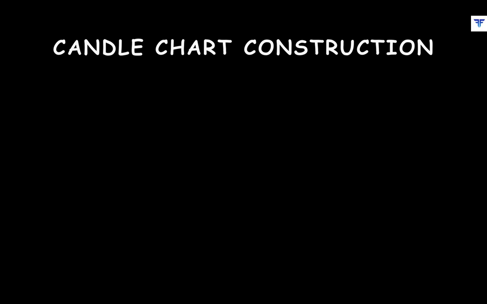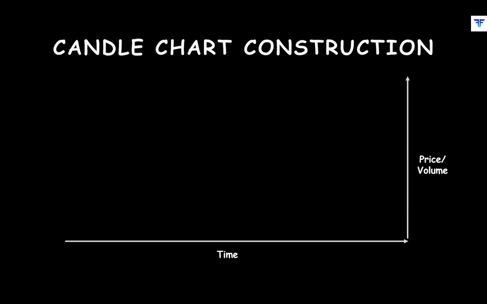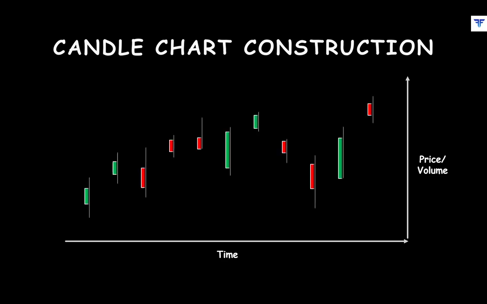A candle chart is a two-dimensional chart that has time scale on the x-axis and price scale on the y-axis. A candle chart provides the same bit of information that a bar chart does. However, compared to a bar chart, a candle chart is more visually appealing because of the way it is constructed, as you can see from the image over here.